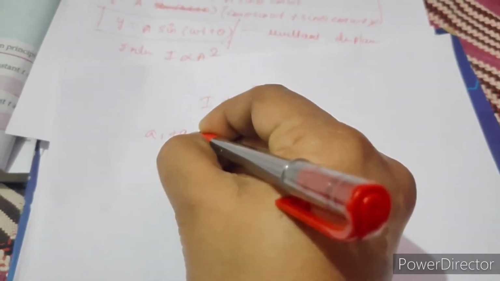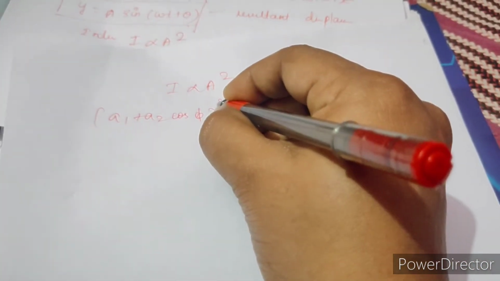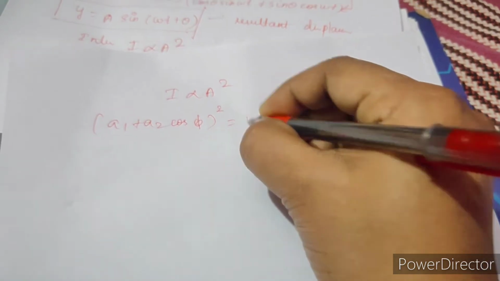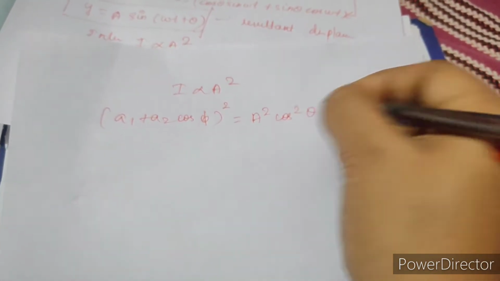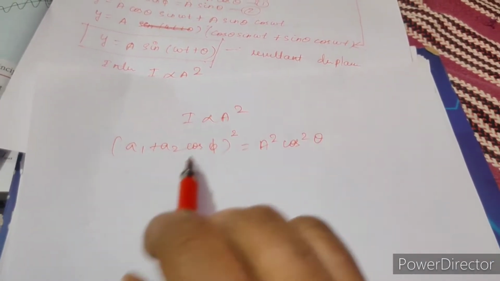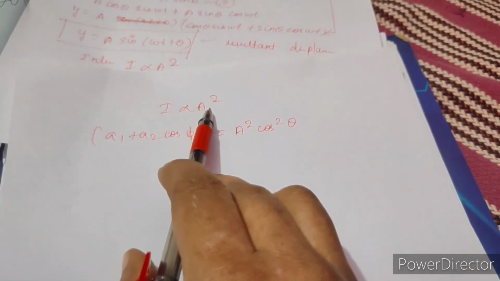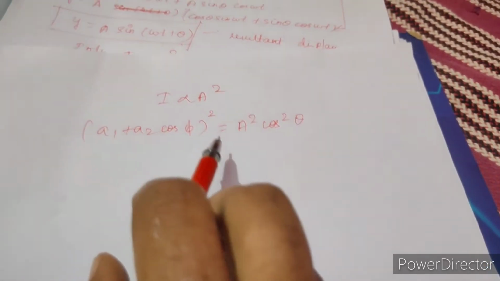The intensity formula is I is directly proportional to A squared. So we are going to add the two amplitudes we have derived so far: A1 plus A2 cos phi, and A squared cos squared theta. Why have I squared these? Because the intensity is directly proportional to the amplitude squared, so we need to square the terms while we are adding.